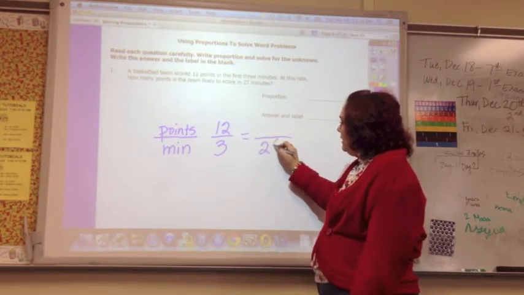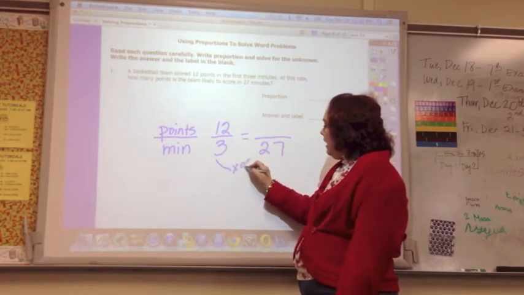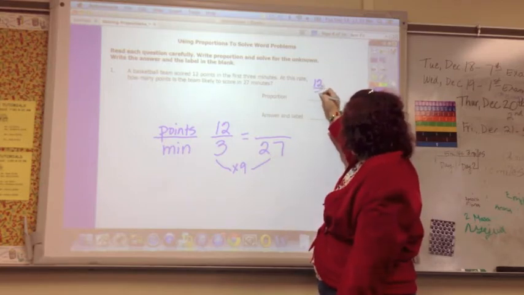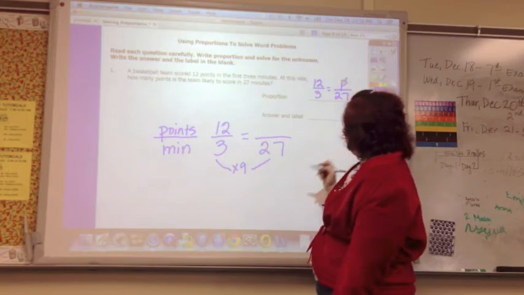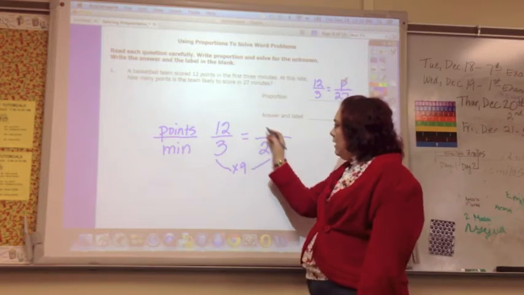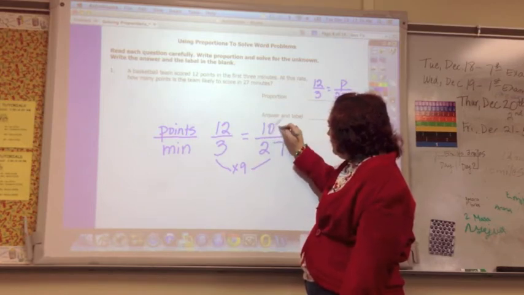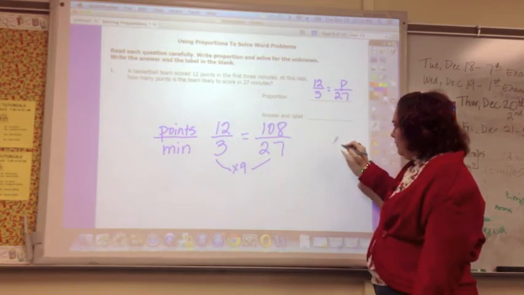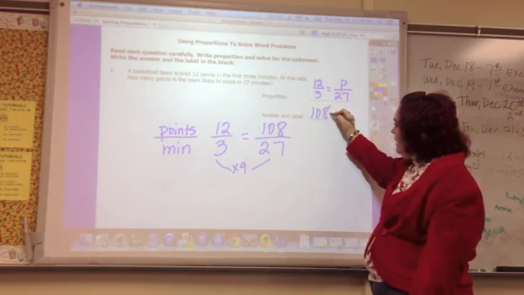So I go to 27. Now how do I get from 3 to 27? Times 9. Okay? Times 9. And so I can set this up. 12 to 3 equals blank to 27. And this is points, so we'll just use a P. Times 9, and so that is 108. 12 times 9 is 108. And so the answer is 108 points.